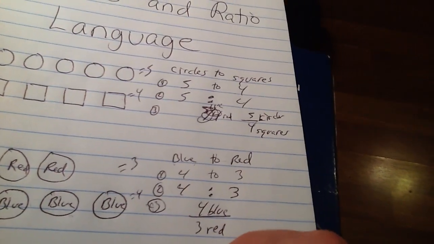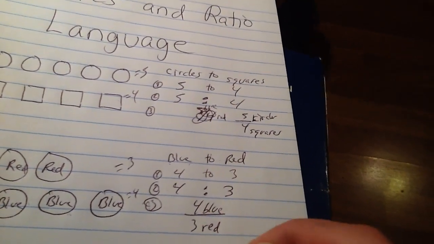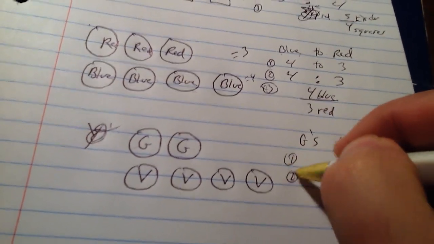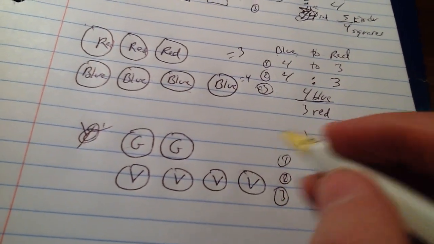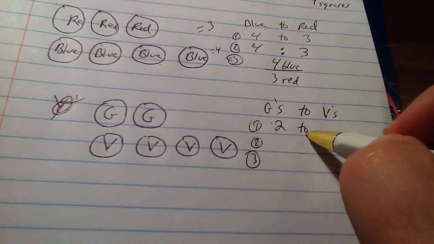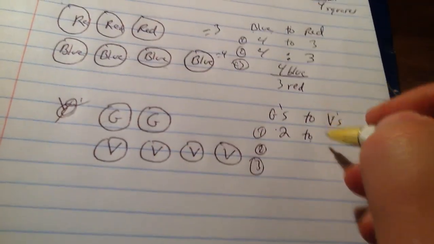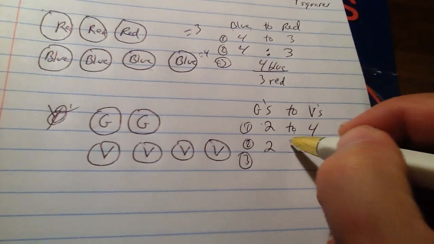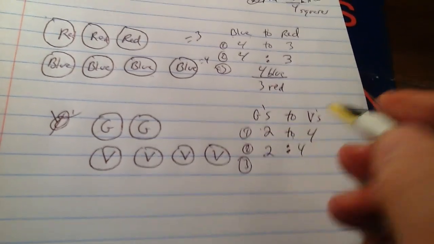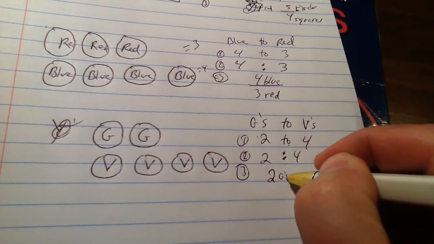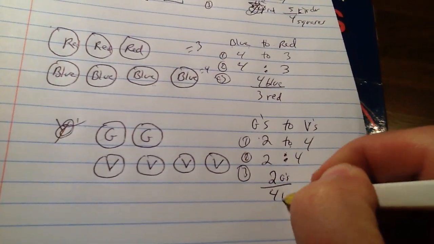One more. We're going to talk about G's to V's. So we're going to hear G's to V's. 3 different ways to write it again. How many G's are there? There's 2 G's. How many V's are there? 1, 2, 3, 4. 4. 2 colon 4. 2 G's, 4 V's.